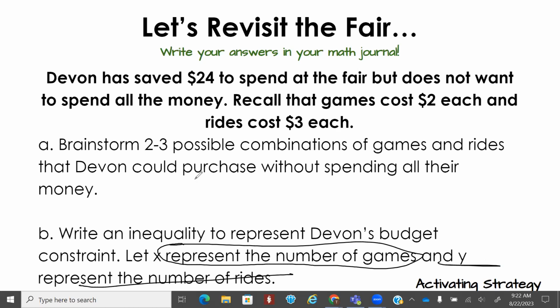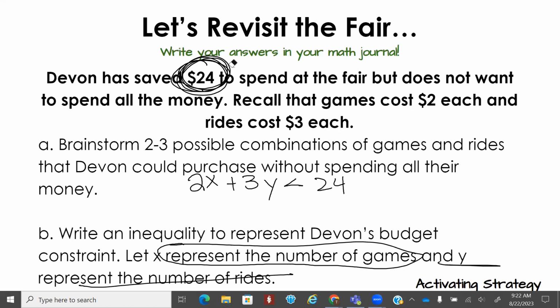So we can do 2 times each game plus 3 times each ride. And we don't want to spend more than $24, so we spend less than $24. Now it's not going to be equal to because they don't want to spend all their money, right?